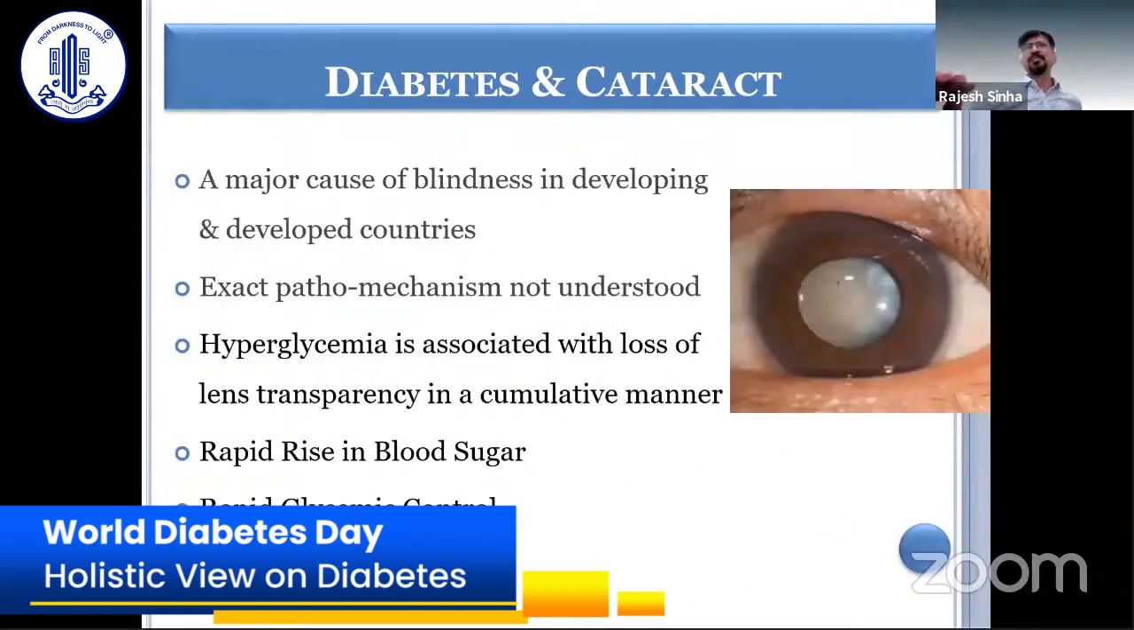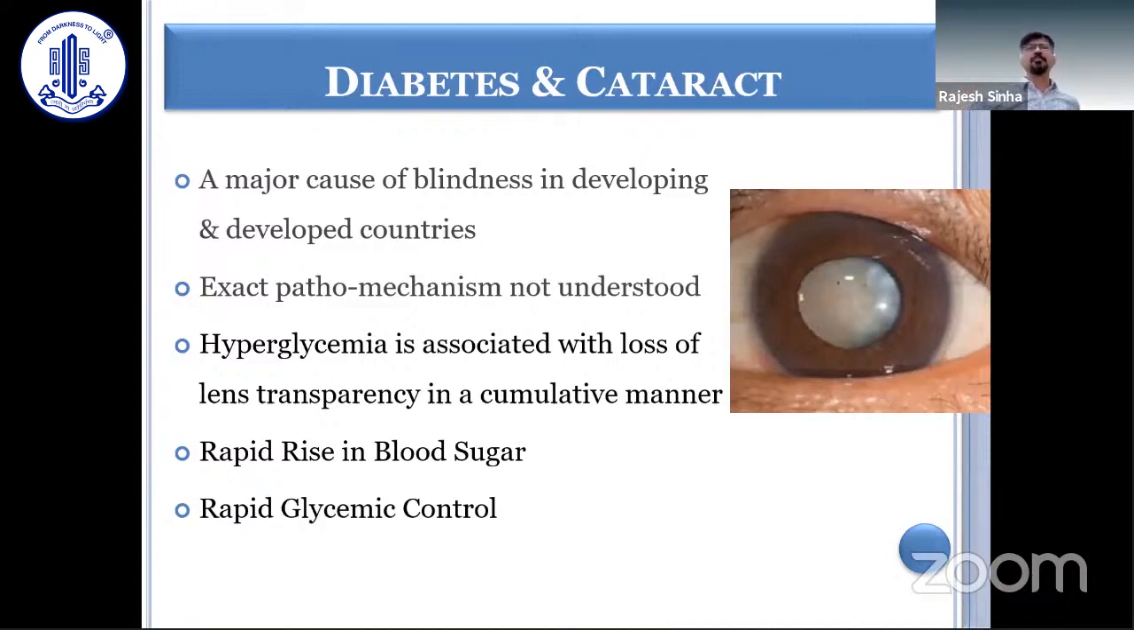Now, diabetes, as we all know, affects your body from your head to toe, and it is a major cause of blindness. And cataract due to diabetes, again, is a big factor. The exact pathomechanism is not very well understood. A lot of studies have been done, but yes, hyperglycemia has been associated with loss of lens transparency.